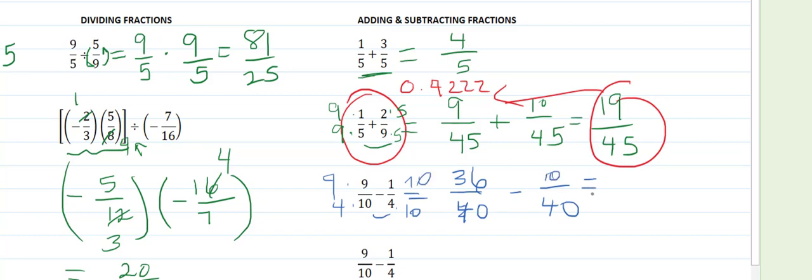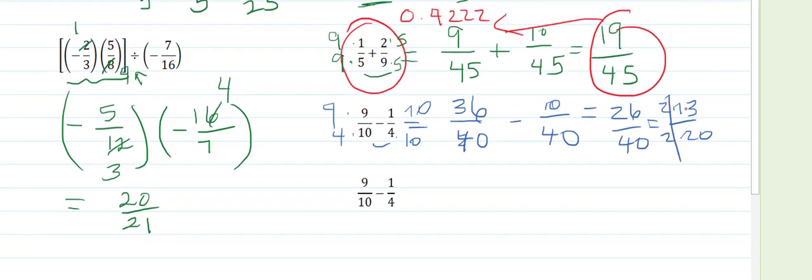And now subtracting these, I get 26 over 40. And I can see that that would reduce because 2 times 13 and 2 times 20 would reduce to 13 over 20. Now, even though that always works, if you could find a least common denominator, it's a little faster.